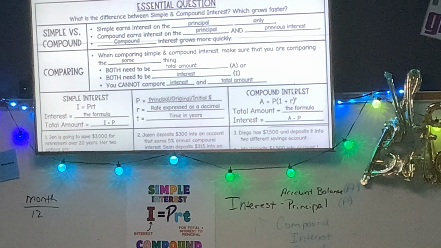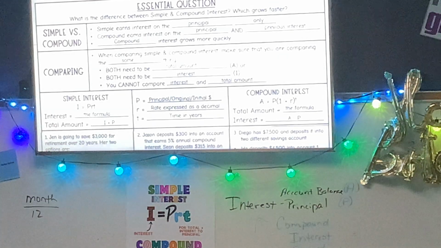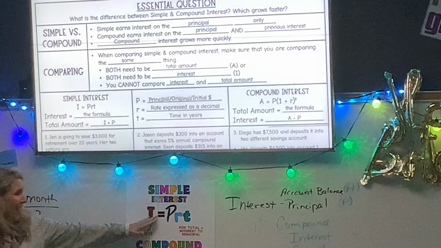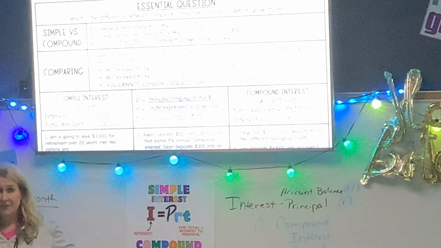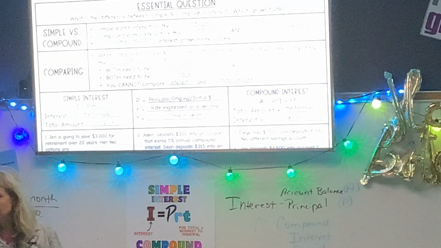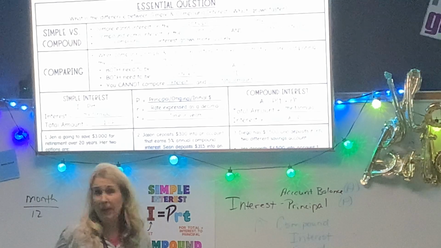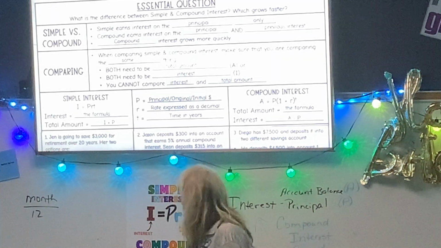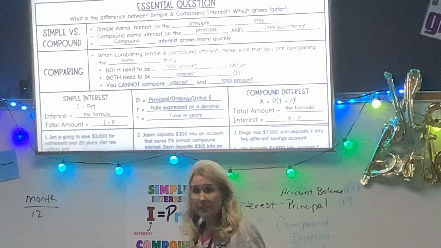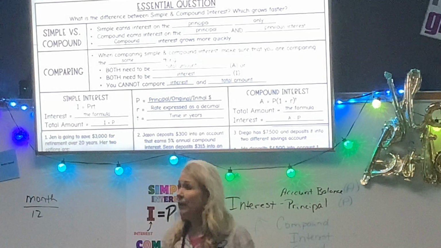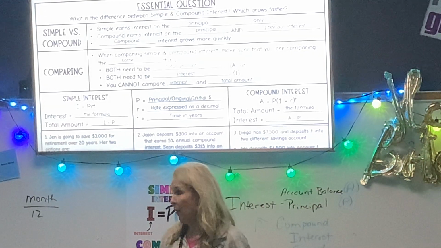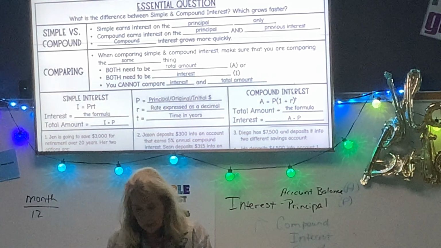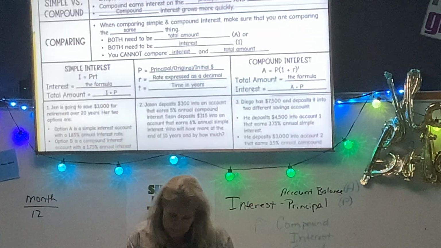When comparing simple and compound interest, make sure that you are comparing the same thing. That means you have to have them both in total amounts, your A's, the amount in the account, or you have to have them both in interest, both I. You cannot compare I and A. That's like comparing apples and ice. They have nothing in common, do they? So you cannot compare amount in the account and interest. They both have to be either interest or the amount in the account, depending on what they're asking you.